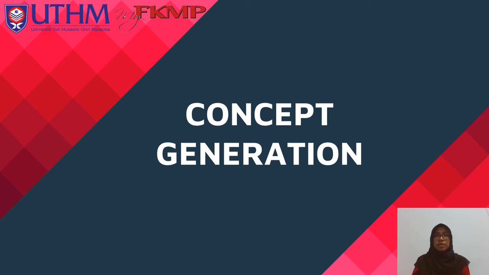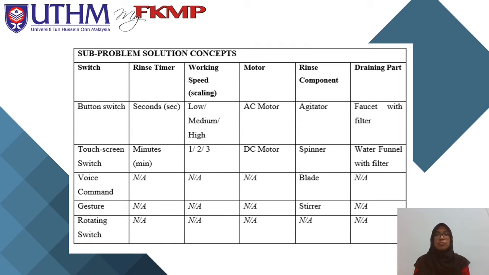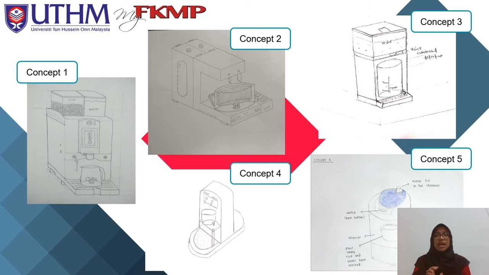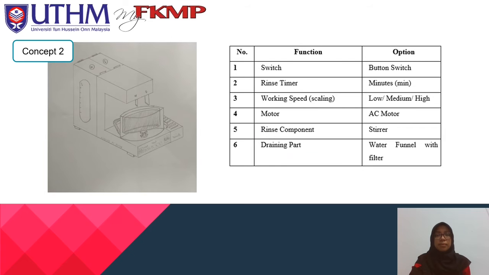The process of selecting our product starts with brainstorming, where each of our group members gives their opinions and ideas. Based on that, the sub-problem solution concept is tabulated, where the critical elements for our product are the switch, rinse timer, washing speed, motor, rinse component, and draining pipe. From the table, five concepts are generated and this is the initial sketching for each of the components. After further discussion, we agreed to choose concept 2 to be implemented in our product, with the elements of a switch button, minutes, speed level, an AC motor, a stirrer to stir the water, and a water funnel with filter to eliminate the milky water.